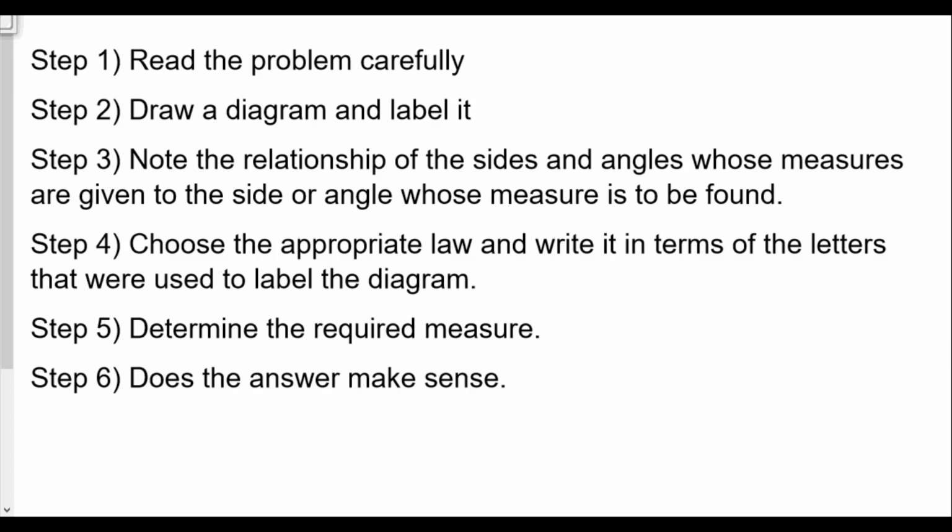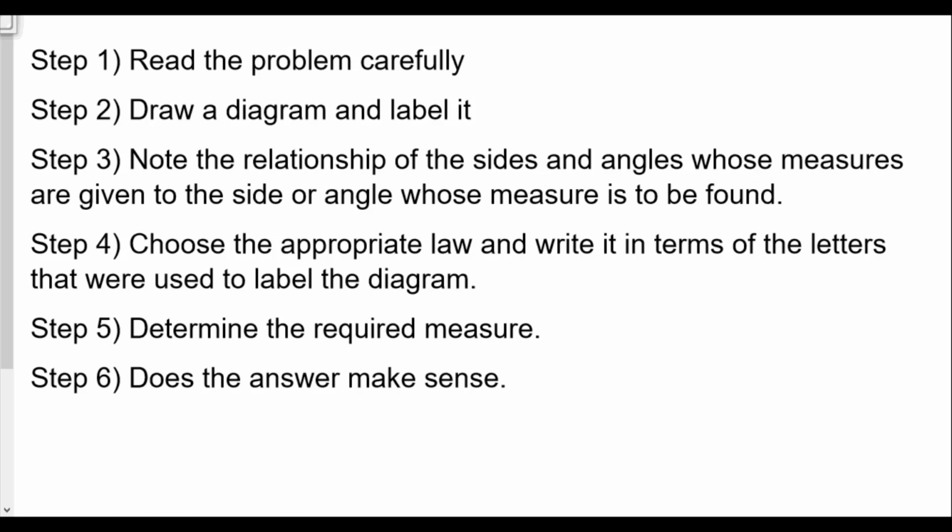And finally, step 6, does the answer make sense? Meaning in this case, will your side make sense if it's going to be the longest side of the triangle? Will it be, in this case, bigger than the other two sides, or vice versa? The smallest angle in a triangle will be opposite the smallest side. Okay, so how do we know when to use law of sines, law of cosines?